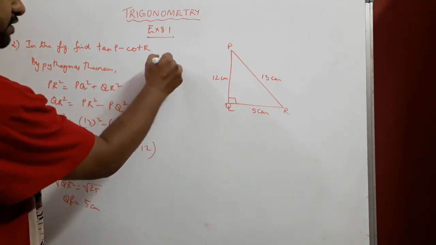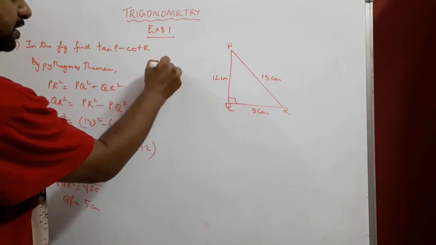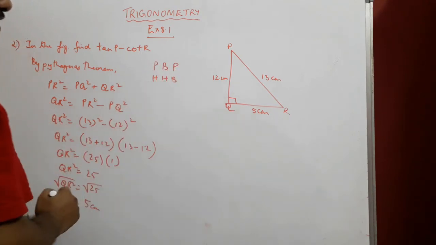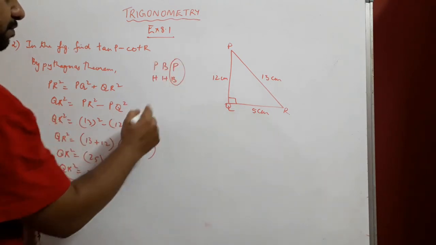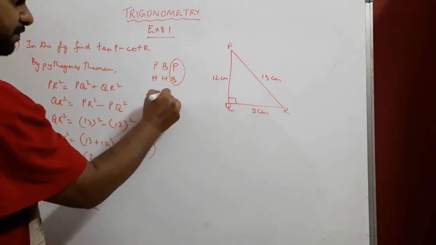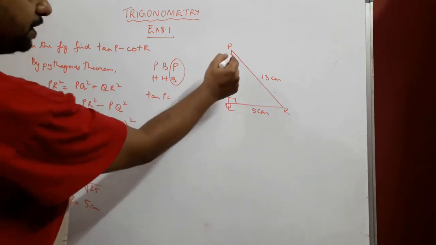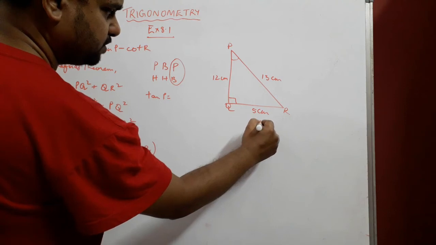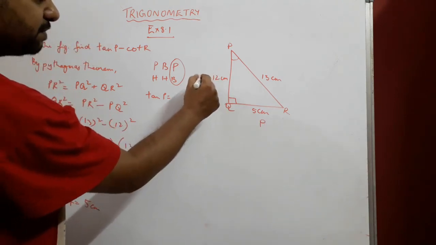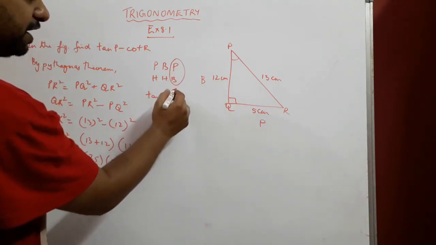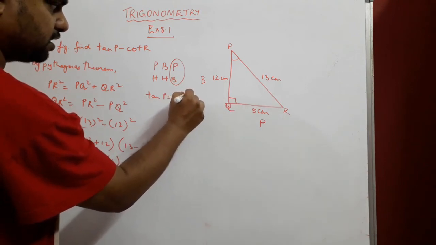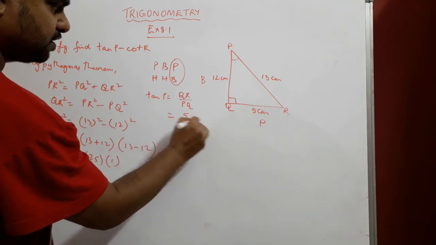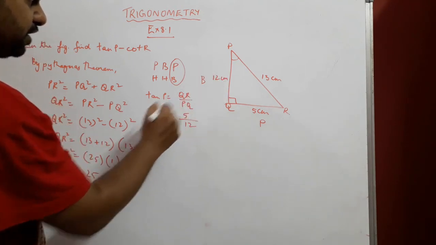Okay. Now for that we'll first go to Pandit Badri Prasad. Pandit Badri Prasad, Har Har Bole. Tan is what? P upon B. We'll put tan P perpendicular. For P, if this is our angle, then our perpendicular becomes QR and our base becomes PQ. Perpendicular upon base, that means QR upon PQ. QR is 5, PQ is 12. That is our tan P.